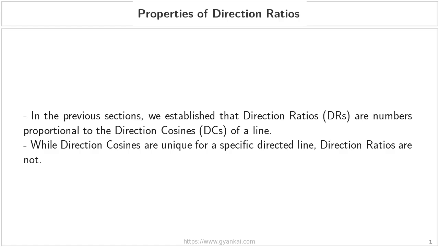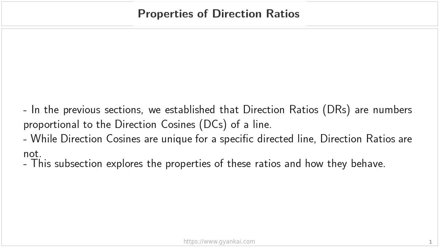While the direction cosines are unique, meaning there is only one specific set of them for a specific directed line, the direction ratios are not unique. This means we can have different sets of numbers that all point in the same direction. In this subsection, we are going to explore the specific properties of these ratios. We'll look at how they behave, why they aren't unique, and how we can manipulate them while still describing the exact same line. Let's get started.